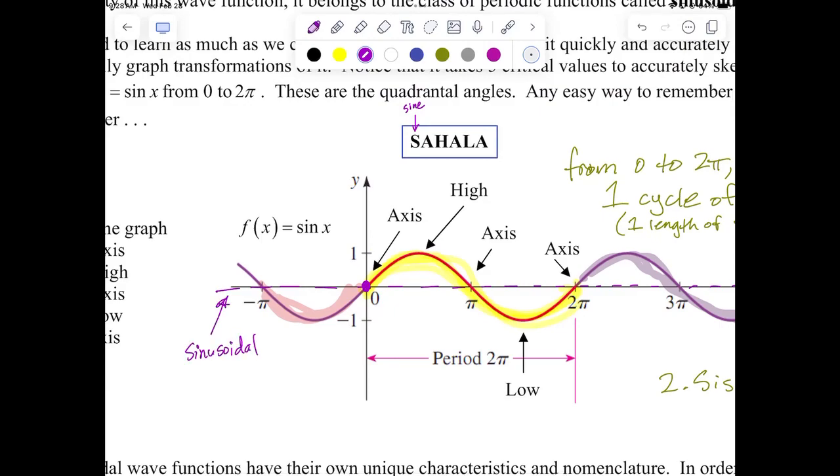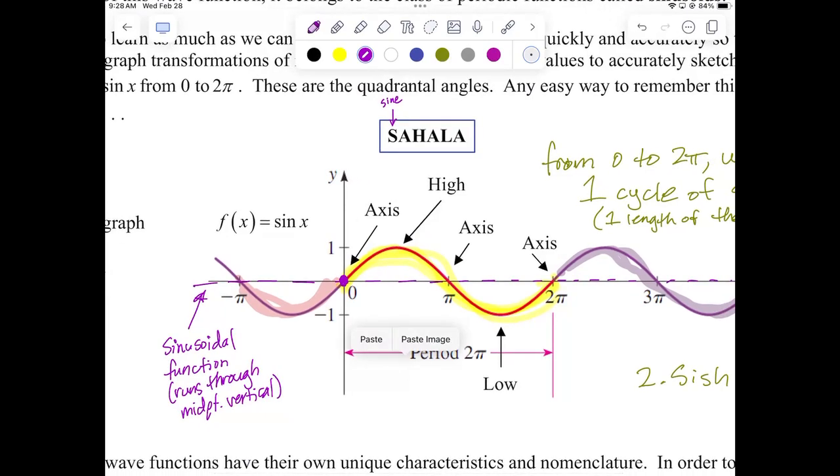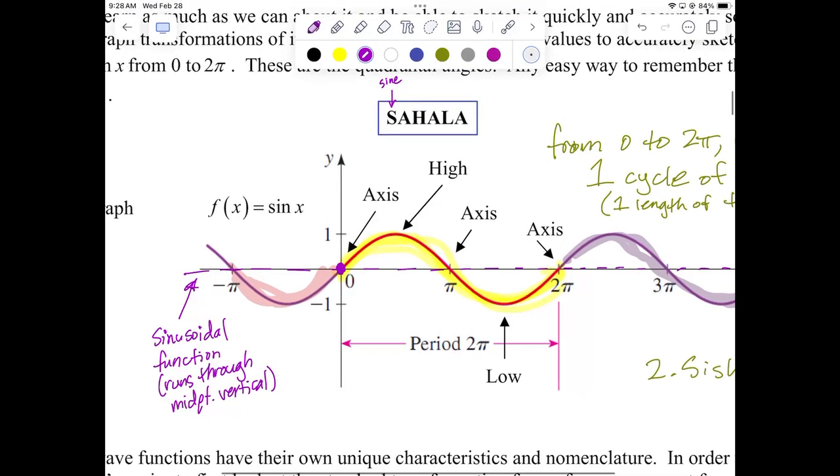Let's write that down there. The sinusoidal function runs through the midpoint. We'll say midpoint vertically. So before we shift this around, we will be shifting it around, it's the x-axis, okay? So we call that an axis point. So we have an axis point. Where do we go from the axis point?